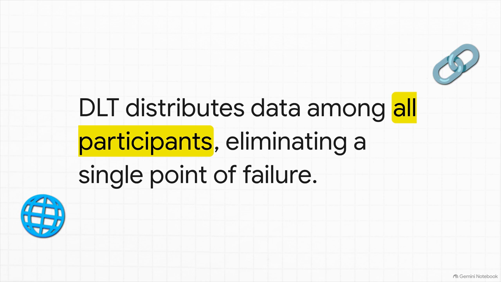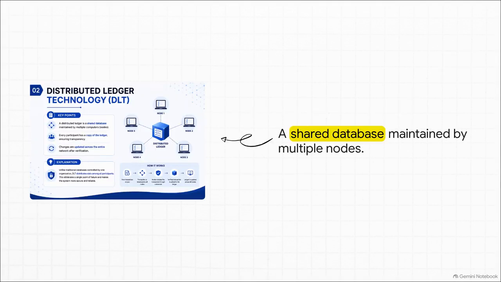Its main job is to totally eliminate the single point of failure that you'd normally find in traditional centralized databases. Think about it. If a bank's central server goes down or gets hacked, that is a massive problem. But with DLT, there simply is no single central server to attack. So instead of one central hub, the data is distributed among all participant nodes. And a node is just a fancy word for a computer connected to the network.